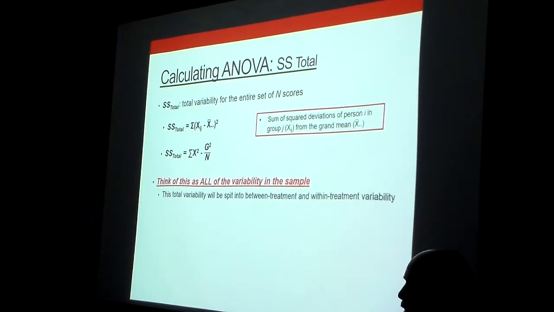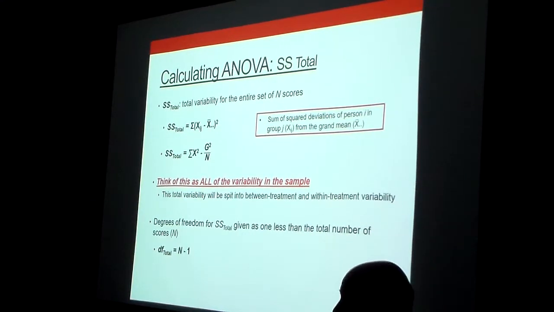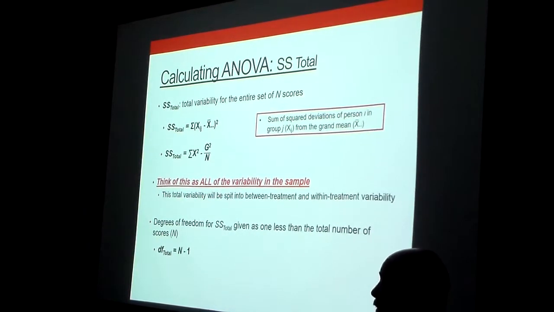Okay. What we're going to do is take this total variability and split it into our between group variability and our within group variability. Degrees of freedom for our sum of squares total is 1 less than the total number of scores. So how many scores do we have in this sample? Sam? And so what's our degrees of freedom total going to be? 14.